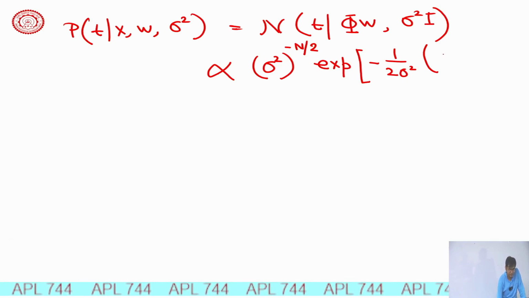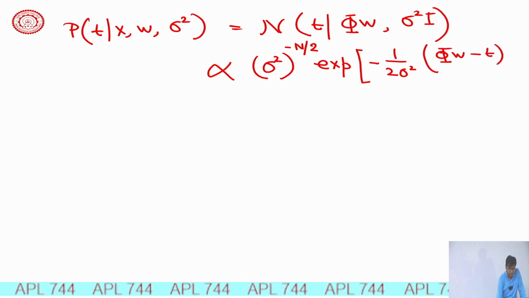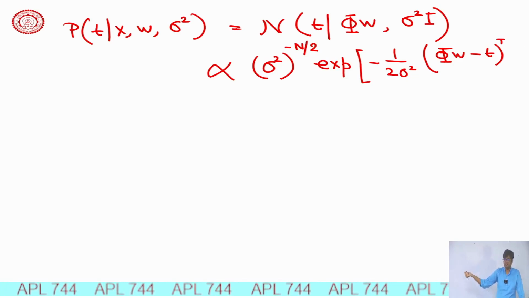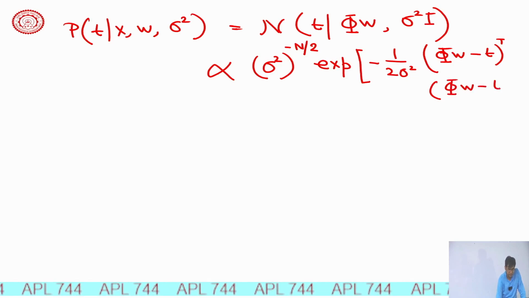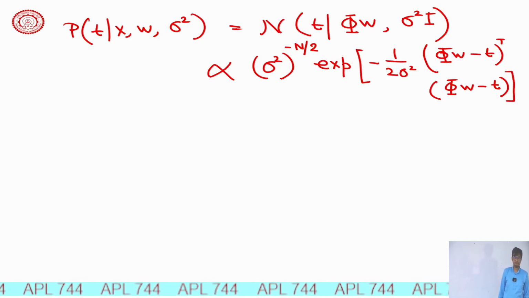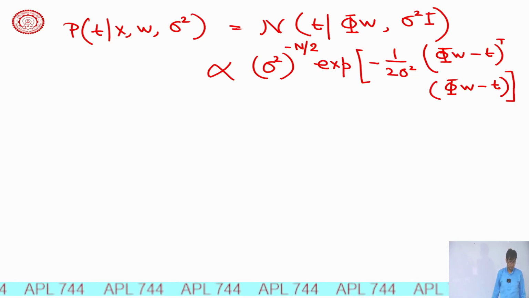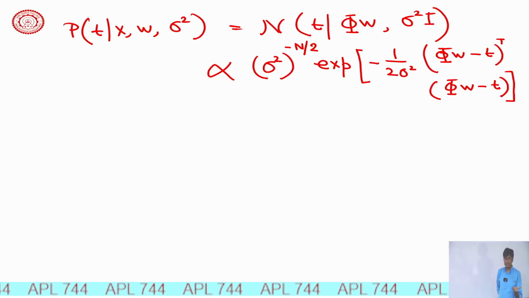So, I will write phi w minus t transpose, then the I should be there, I inverse does not matter, they are same. So, I am not writing that. Then phi w minus t. Okay. Clear? I have given all the brackets, yes. So, the likelihood remains the same.